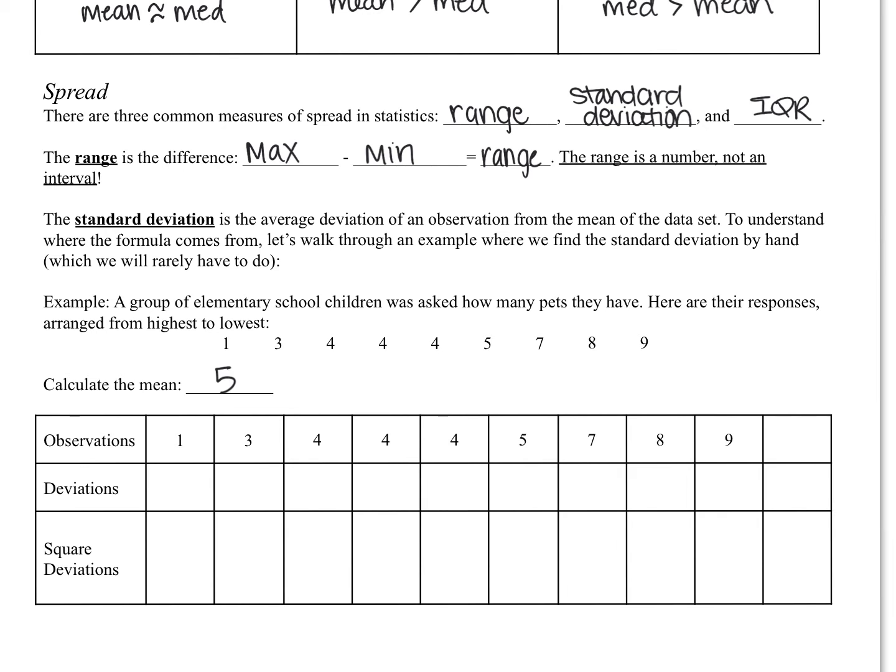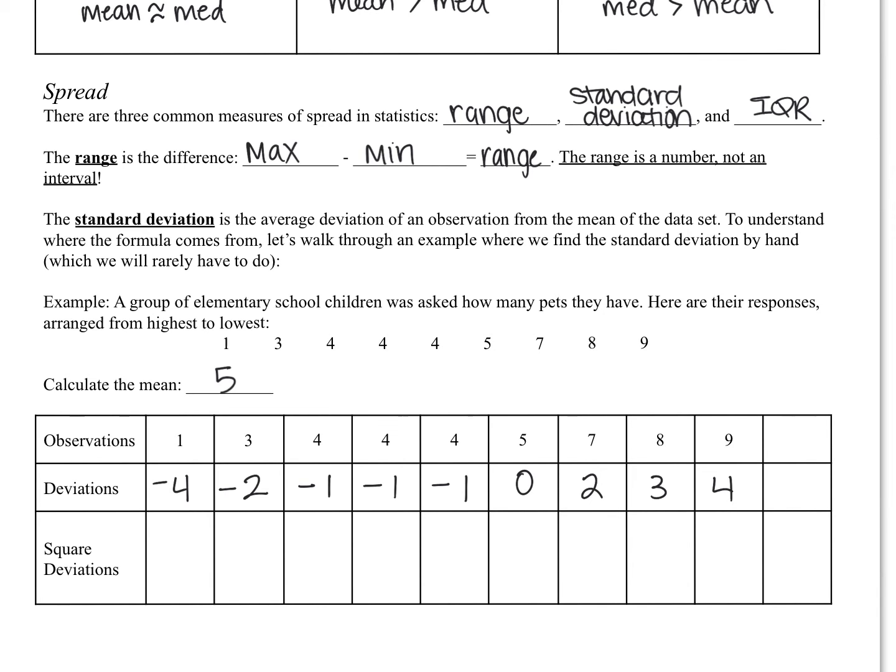So from each of our observations or pieces of data, we're going to subtract the mean. So I'm going to do 1 minus 5, which is negative 4, 3 minus 5, which is negative 2, 4 minus 5 is negative 1, and there are 3 of them. 5 minus 5 is 0, 7 minus 5 is 2, 8 minus 5 is 3, and 9 minus 5 is 4.